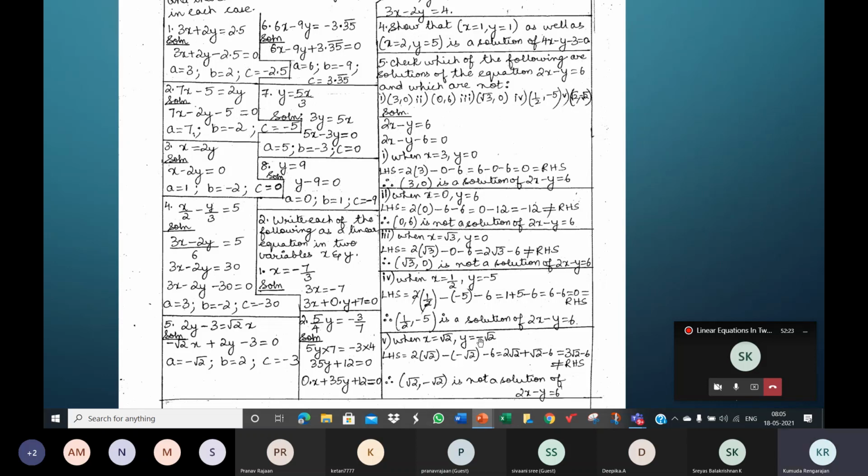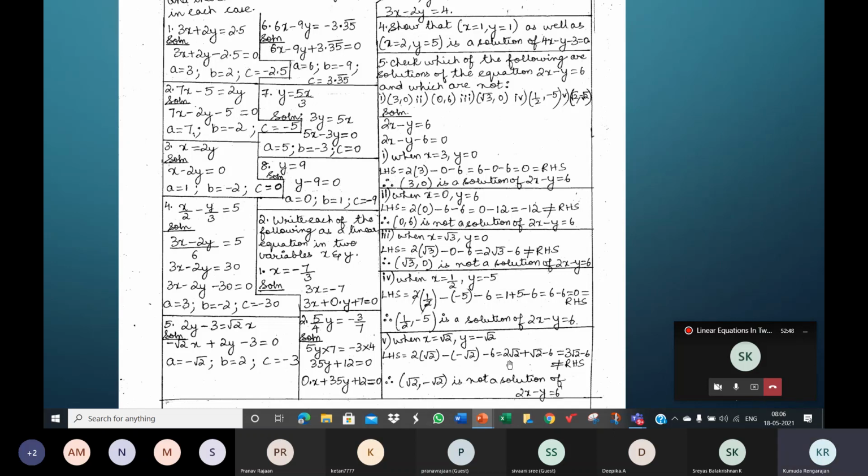So let's just do the fifth one. 2x minus y is equal to 6. Let's check if root 2 comma minus root 2 satisfies this equation. So take up the LHS. 2x, which means 2 root 2, since x is root 2. So 2 root 2 minus y, meaning minus y is minus minus root 2, since y is minus root 2.